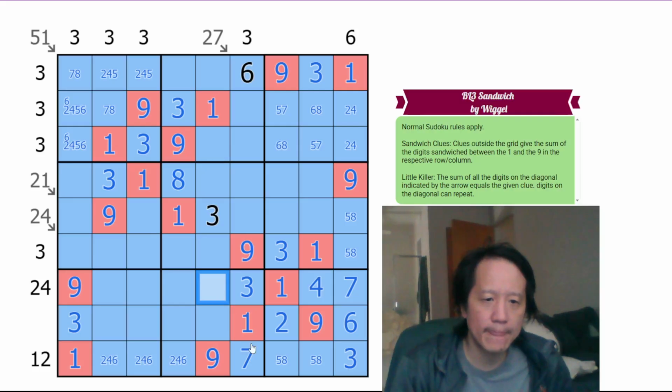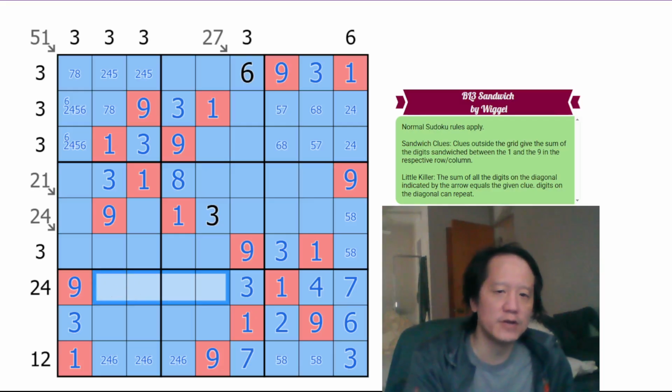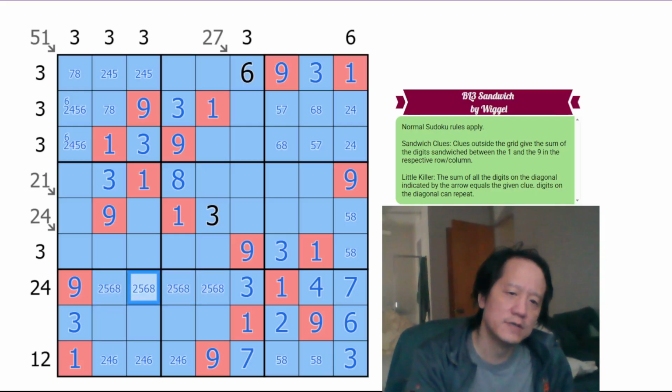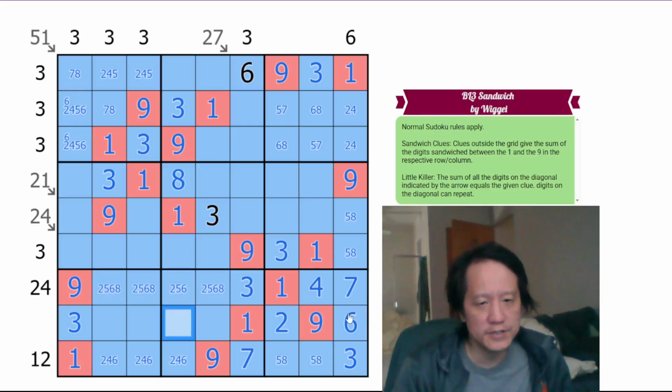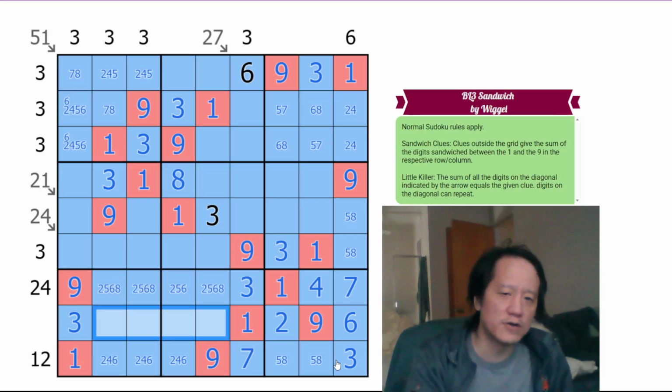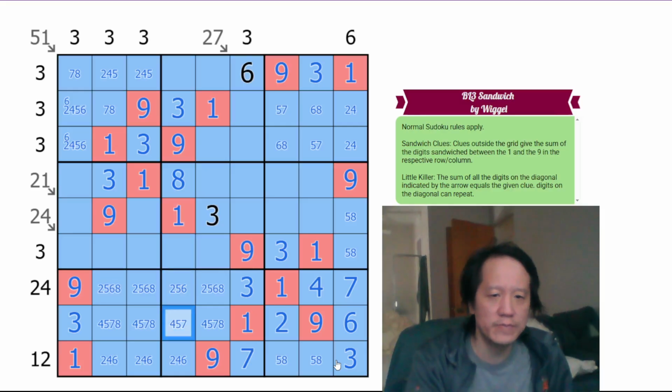Okay. Remaining digits in row 7 are 2, 5, 6, and 8. This can't be 8 because of 8 in the column. Remaining digits in row 8 are 4, 5, 7, and 8. This can't be 8 because of 8 in the column.